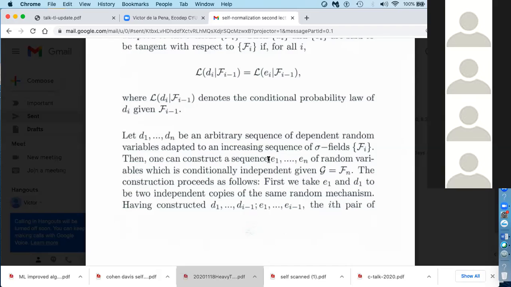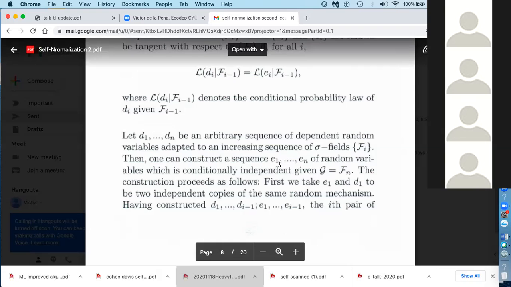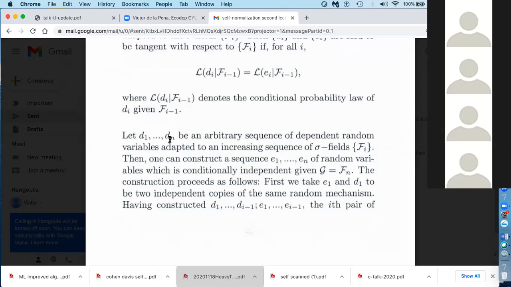So this allows us to transfer results for independent variables to the case of dependent variables. One can extend, for example, the moment generating function of the sum of D_i, which is bounded by the moment generating function of the sum of E_i times constants. And this allows you to extend, for example, Bernstein's inequality for independent variables to the case of self-normalized martingales.